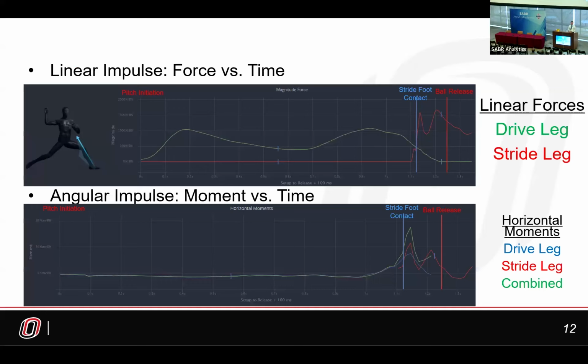So this is a graph of what we found, of the outcome. Linear impulse is calculated by taking the integral of the force time curve. We see the drive leg in green and the stride leg in red, and then from pitch initiation to ball release and stride foot contact to ball release. And so impulse was calculated with the help of this curve. And then angular impulse is calculated by taking the integral of the moment versus time curve, which are pictured here.